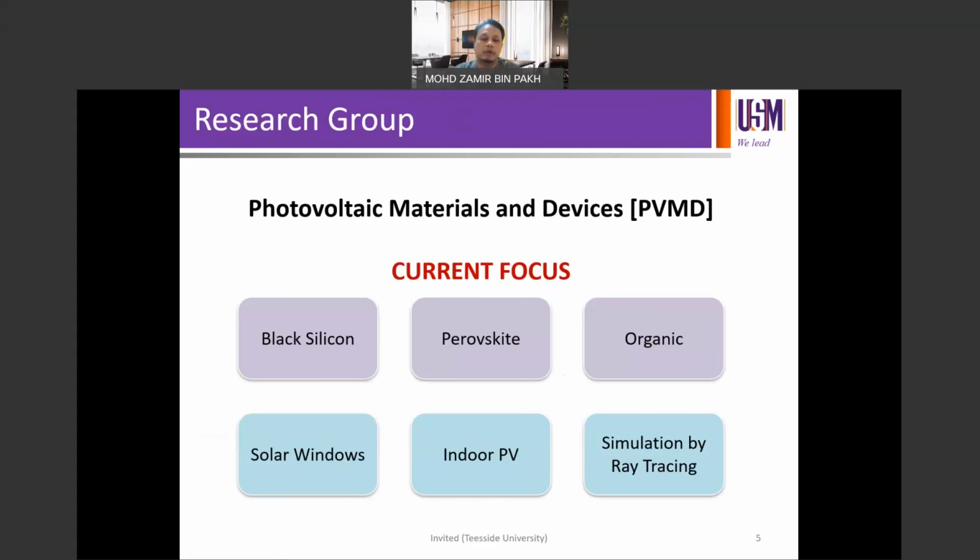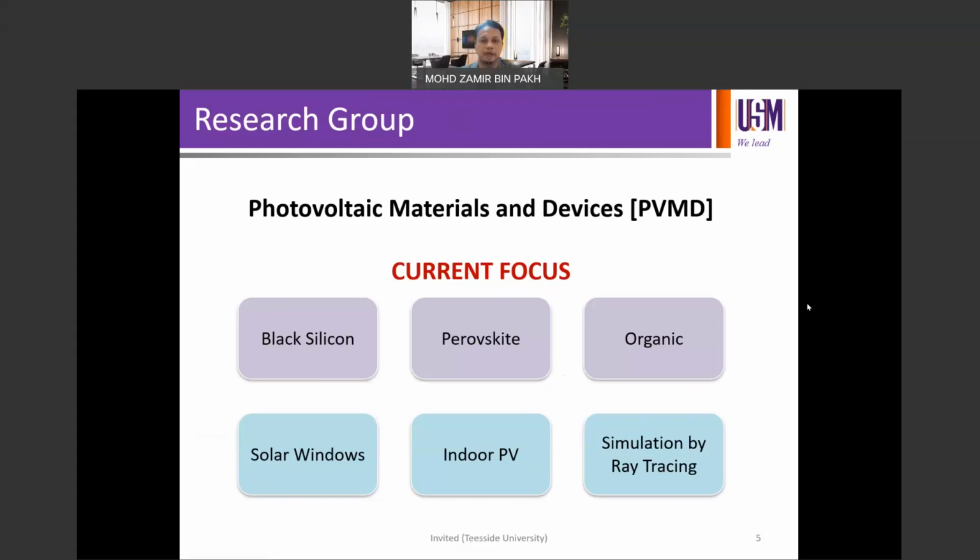For example, for solar windows, for conventional solar cells, for applications in large-scale solar farms, and for indoor photovoltaics, which is a new field coming up in the field of photovoltaics. We also do some simulation by ray tracing, for example, in order to optimize the optics in the solar cells.